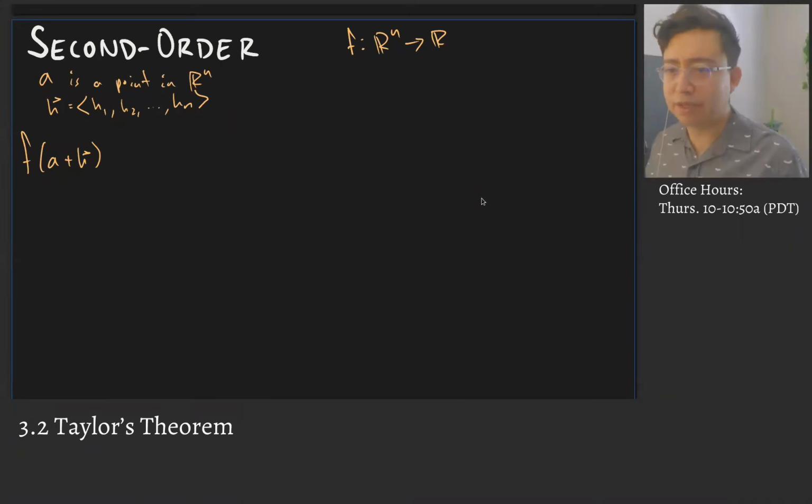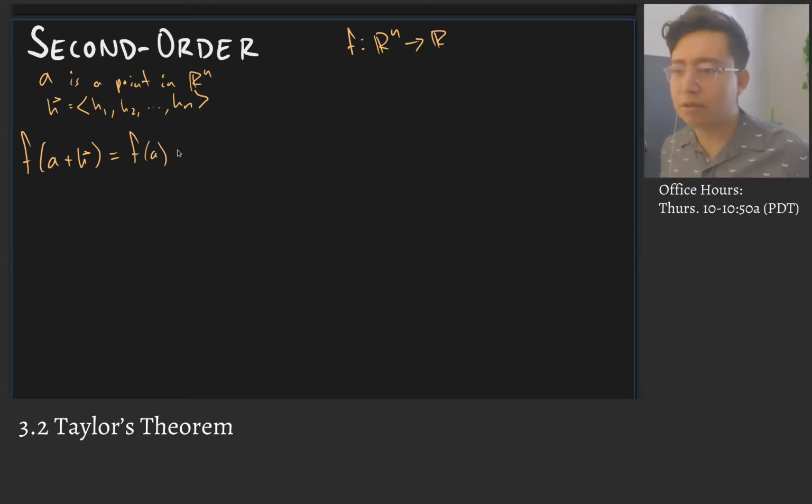The formula itself is going to start off very similarly to the other formula. So we have f of a, plus the first order terms are still going to be there: the sum, i goes from 1 to n, of h_i times df/dx_i. So the first order terms are the same.